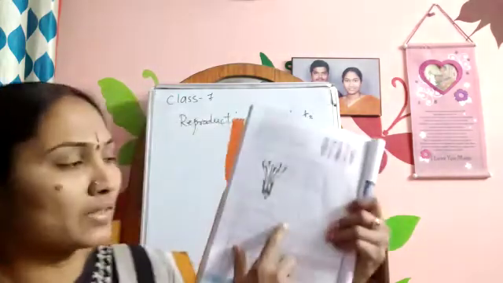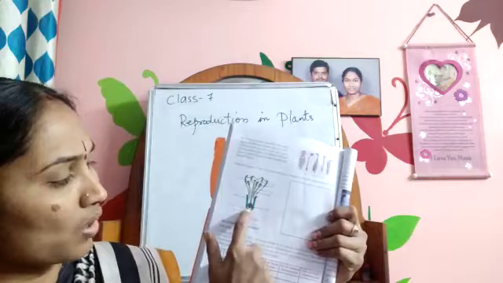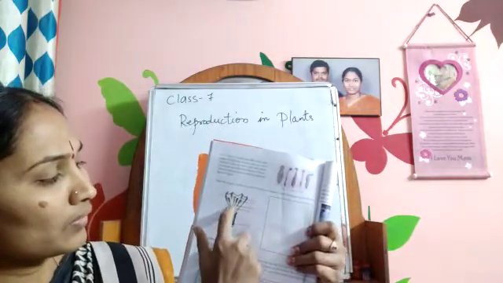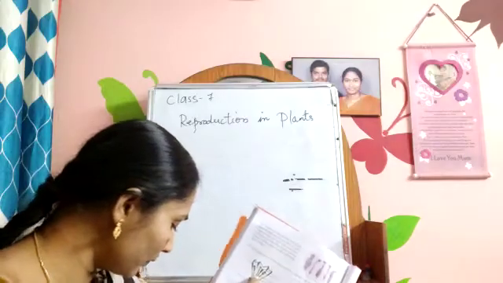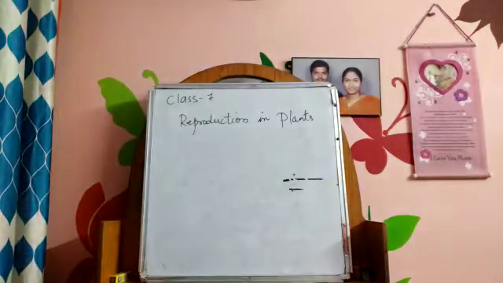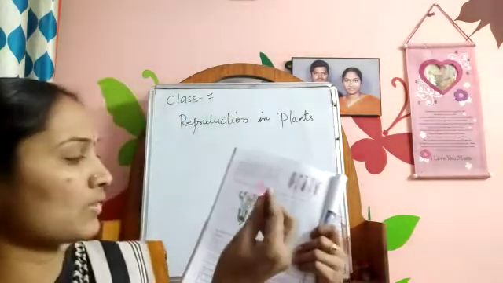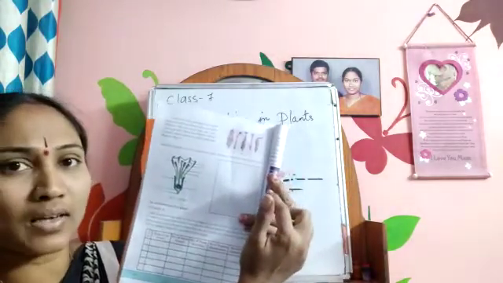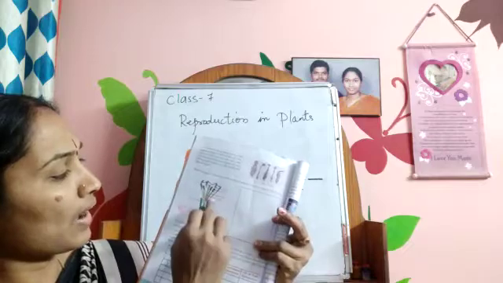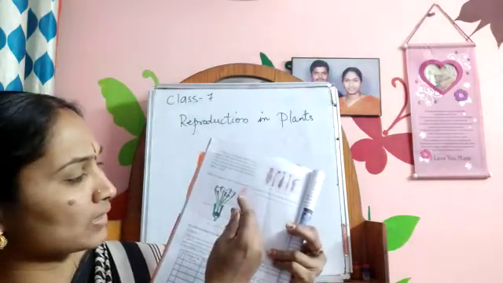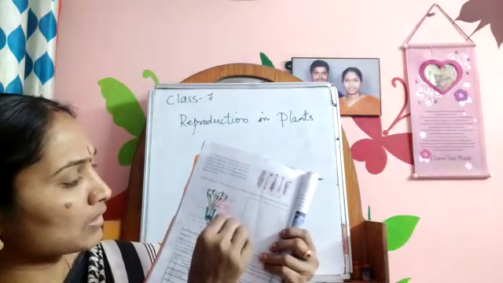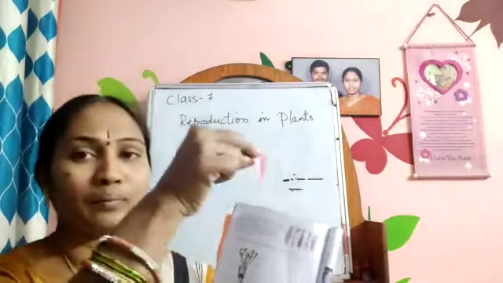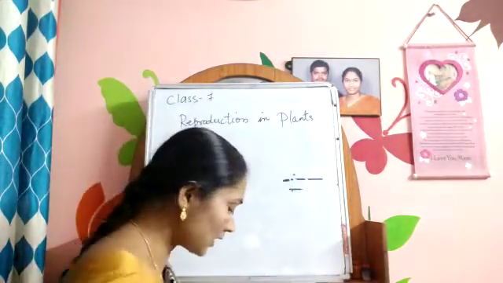Okay, it will be like this, children. The ovary, this is called the thalamus, this is called the stalk, and this is called the sepals. This one is called the style. And again we have the anthers. These are the anthers, stigma, stamen, and these are the petals. These are the petals. So in this way it is different.